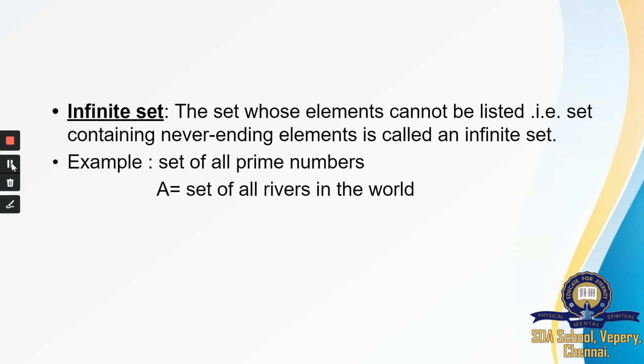Okay. Next, we'll be discussing infinite set. An infinite set is the opposite of a finite set. It is a set which cannot be listed at all. It has never-ending elements. For example, the set of all prime numbers. There are infinitely many prime numbers, starting with 2, 3, etc. It keeps going on. There is no end to it. And our next example, the set of all rivers in the world. Of course, there are so many rivers in the world. Again, there is no end to it. So such sets are called infinite sets.